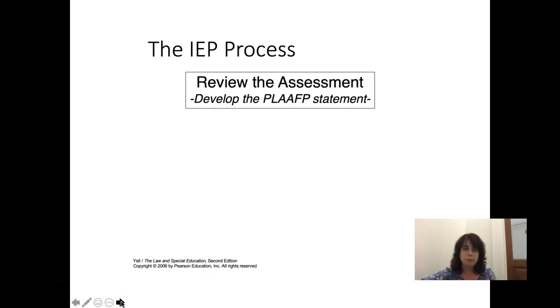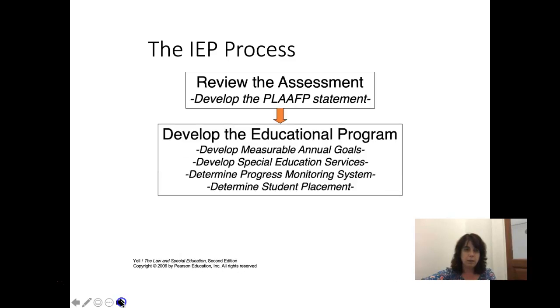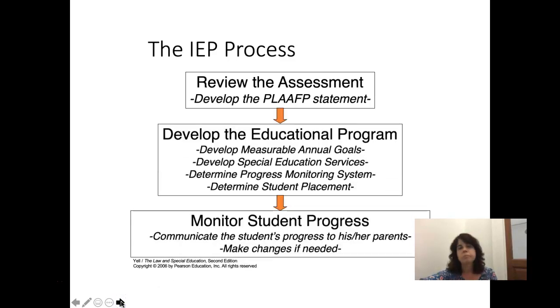So the IEP process. First off, you're going to review the assessment. And after you review the assessment documentation, the team's going to develop a present level statement. So you're going to really set the groundwork. So what's the baseline? What is the student's current abilities? What are they able to do? What are their strengths? What are their needs? And so you're going to really create this baseline for the team.